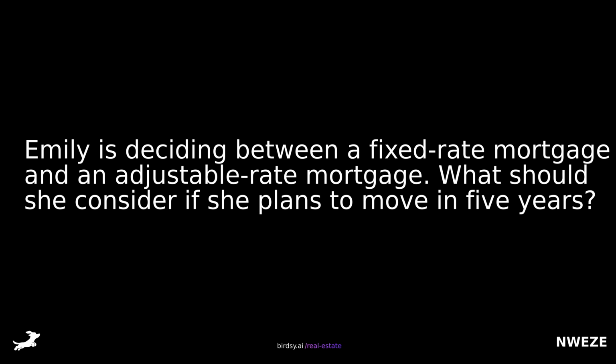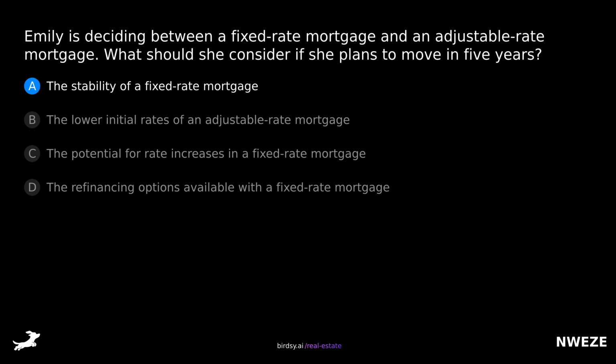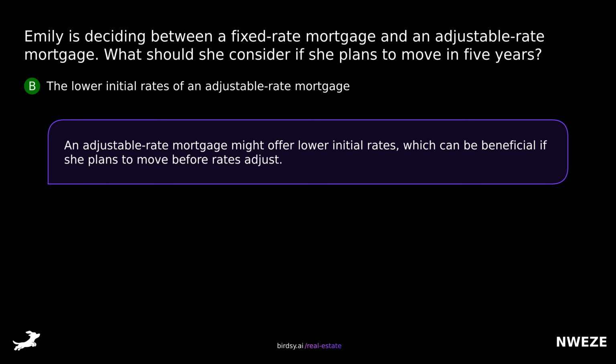Emily is deciding between a fixed-rate mortgage and an adjustable-rate mortgage. What should she consider if she plans to move in 5 years? Is it A, the stability of a fixed-rate mortgage? B, the lower initial rates of an adjustable-rate mortgage? C, the potential for rate increases in a fixed-rate mortgage? Or D, the refinancing options available with a fixed-rate mortgage? The answer is B, the lower initial rates of an adjustable-rate mortgage. An adjustable-rate mortgage might offer lower initial rates, which can be beneficial if she plans to move before rates adjust.